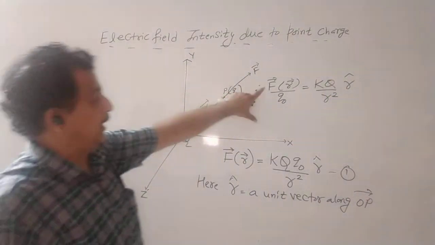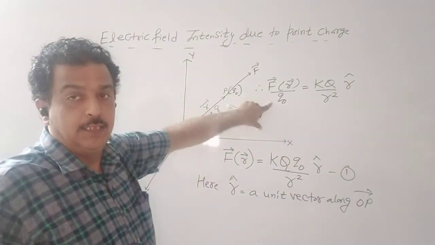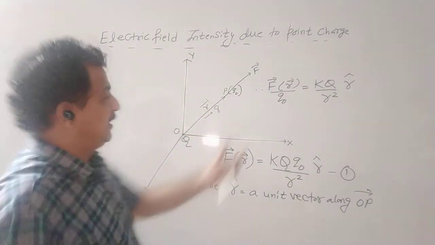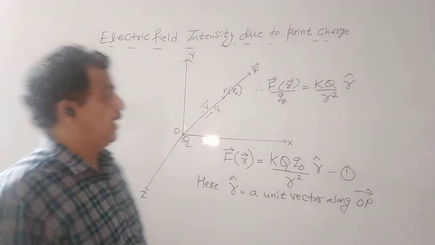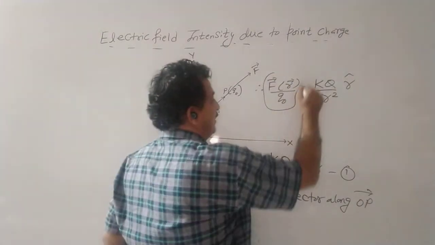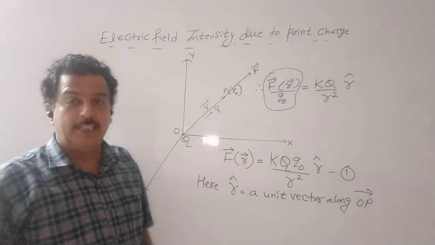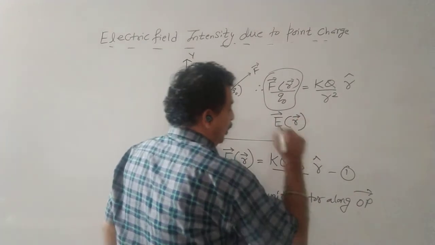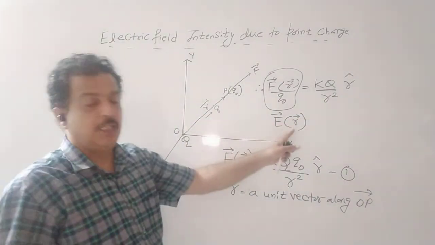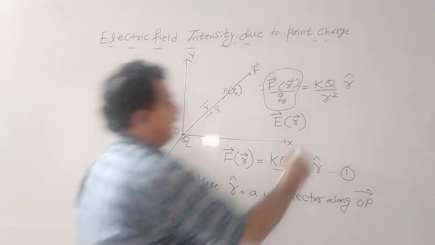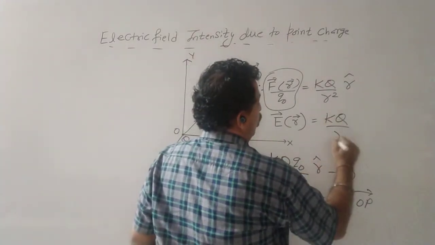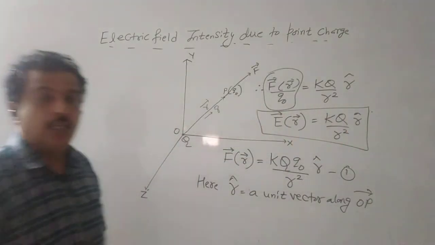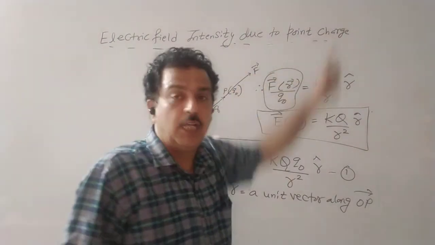Now the force acting per unit test charge, or the force acting on a unit positive charge, we will see why we call it a unit positive charge in the next lecture. So this force divided by test charge is the electric field intensity, which is denoted by E vector. So E vector at a point P, so E vector is a function of the position vector, is equal to KQ upon r square r cap. So this is the simple derivation if your source charge is a point charge.